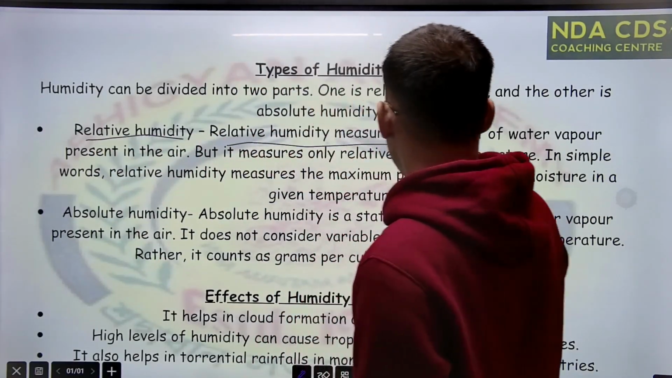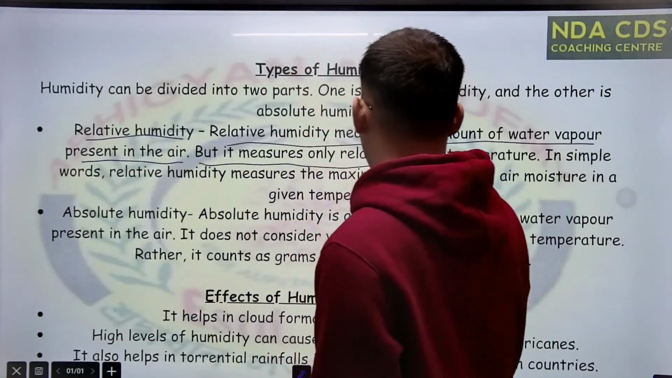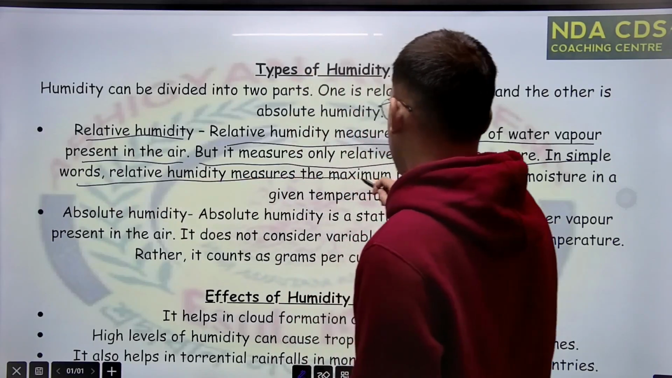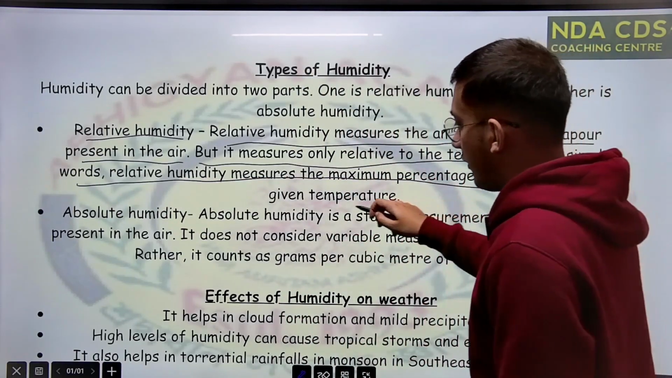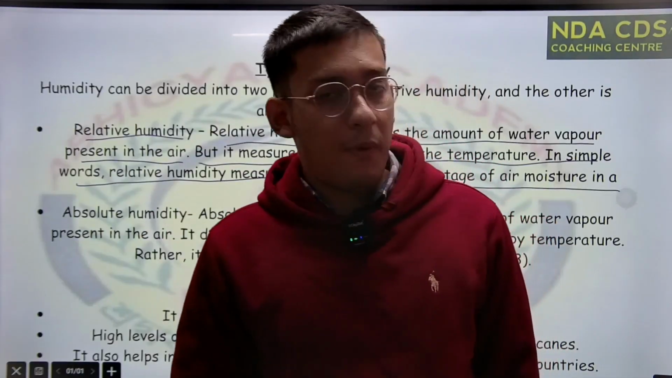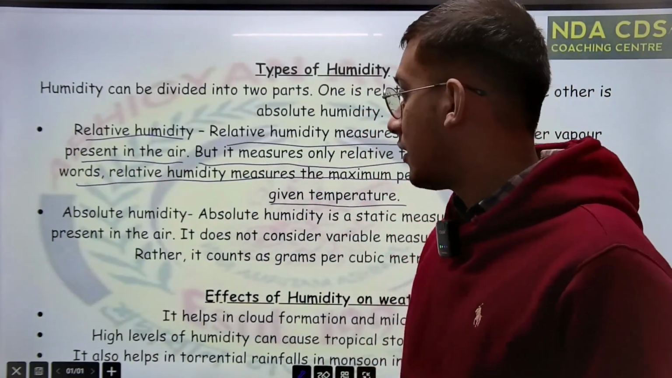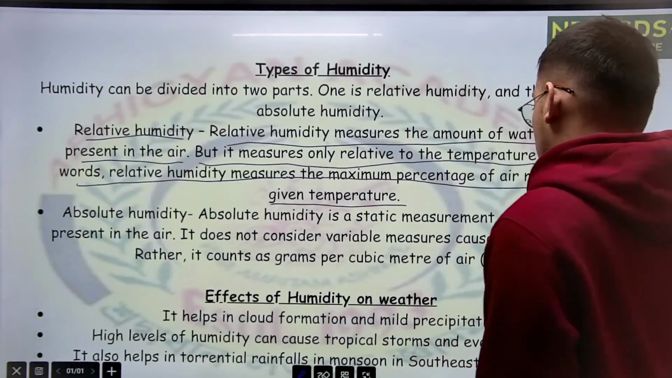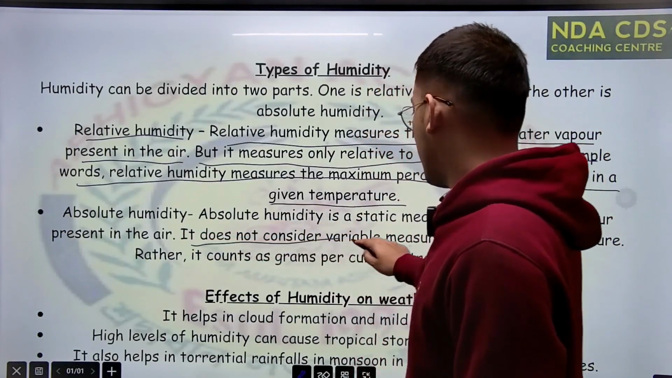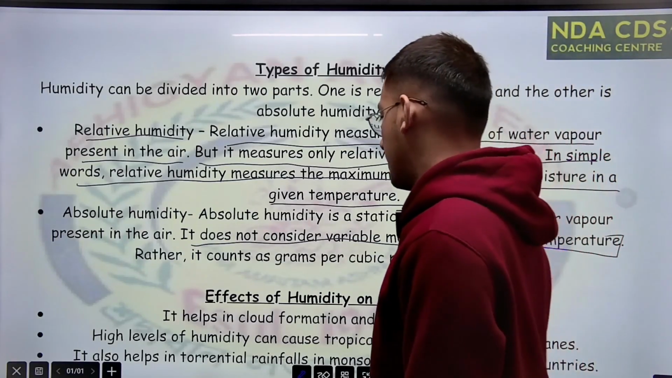Relative humidity measures the amount of water vapor present in the air, but it measures only relative to temperature. In simple words, relative humidity measures the maximum percentage of air moisture at a given temperature. So relative humidity measures humidity present in the atmosphere with regard to temperature. It is dependent on temperature. Whereas in absolute humidity, it does not consider variable measures caused by temperature. It is not dependent on temperature.